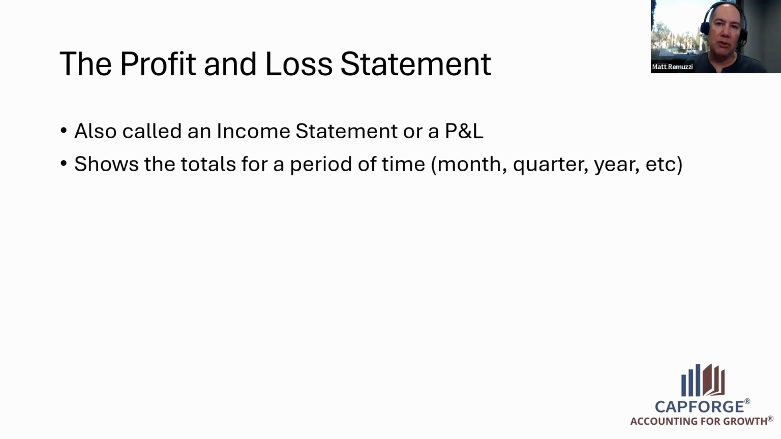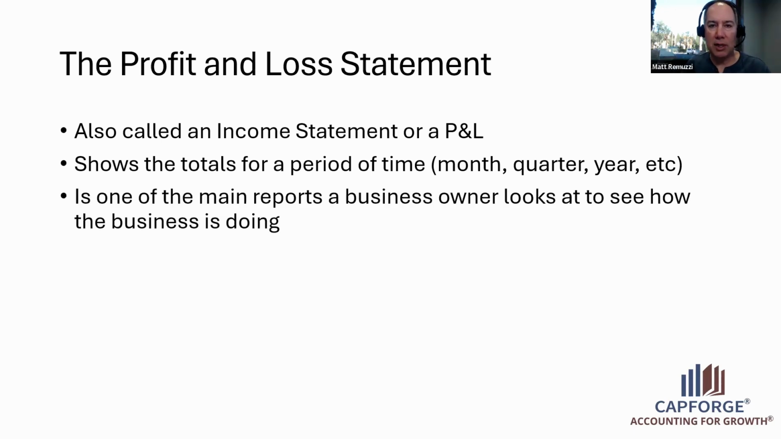It shows totals for a period of time, and that could be a month, a quarter, a year, it could be a week, it could be multiple years. It shows the sum of results over whatever that time period is. So if you're looking at the profit and loss for a month, it's going to show you the sum of activity across those 30 days or 31 days, whatever it is. And it's one of the main reports a business owner looks at to see how the business is doing.